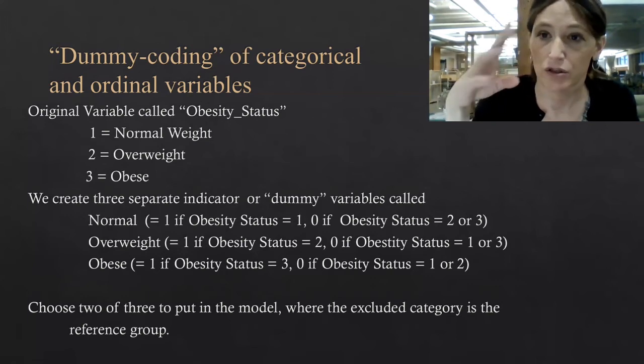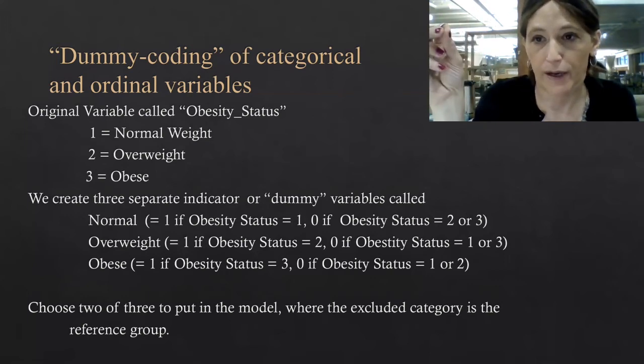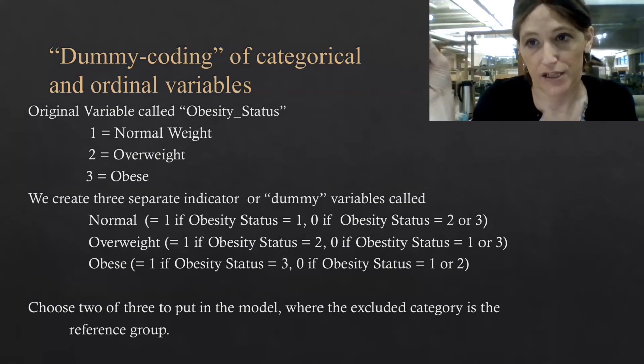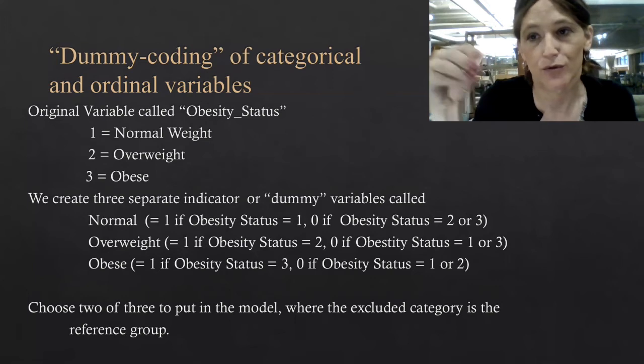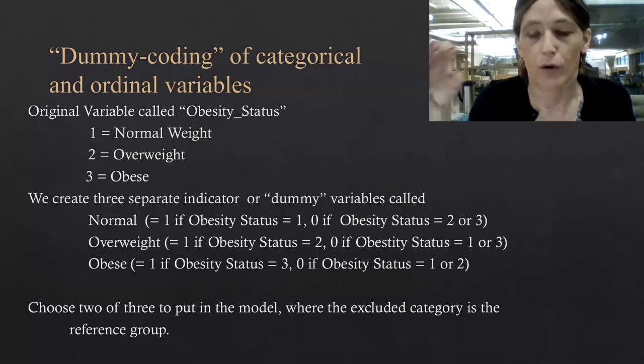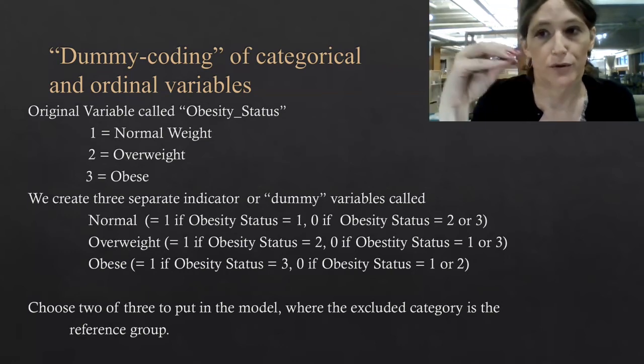But whatever you exclude, so let's say I put in the dummy variable for overweight and the variable for obese. Normal weight is the reference group for the change. So compared to someone who's normal weight, what would be the expected change in our Y variable for someone who's overweight? What would be the expected change relative to someone who's normal weight for someone who's obese?